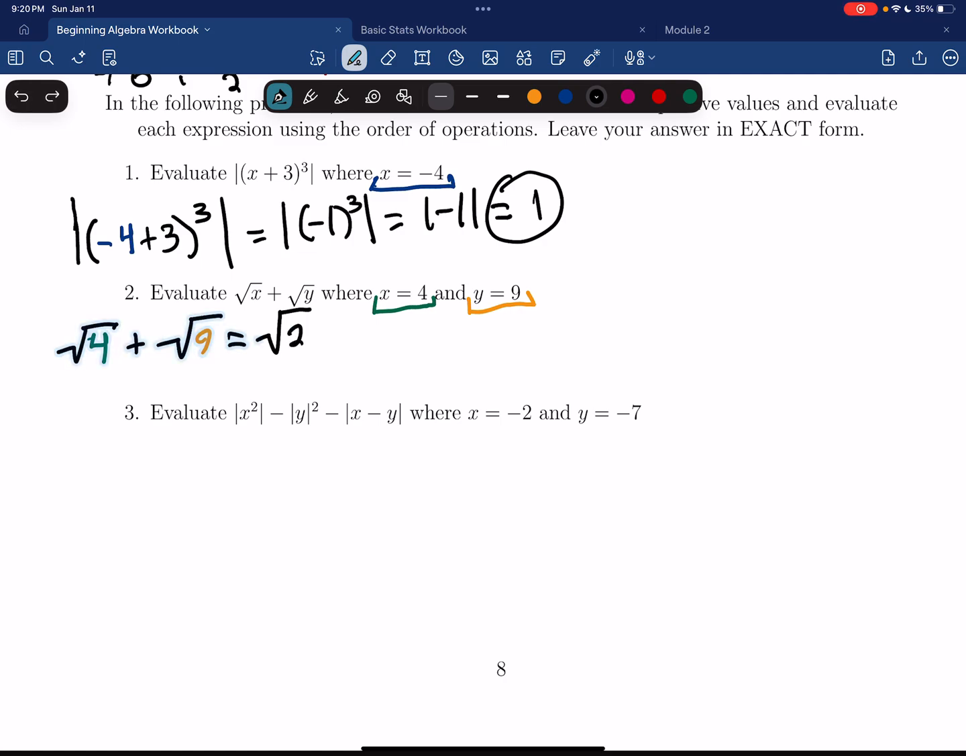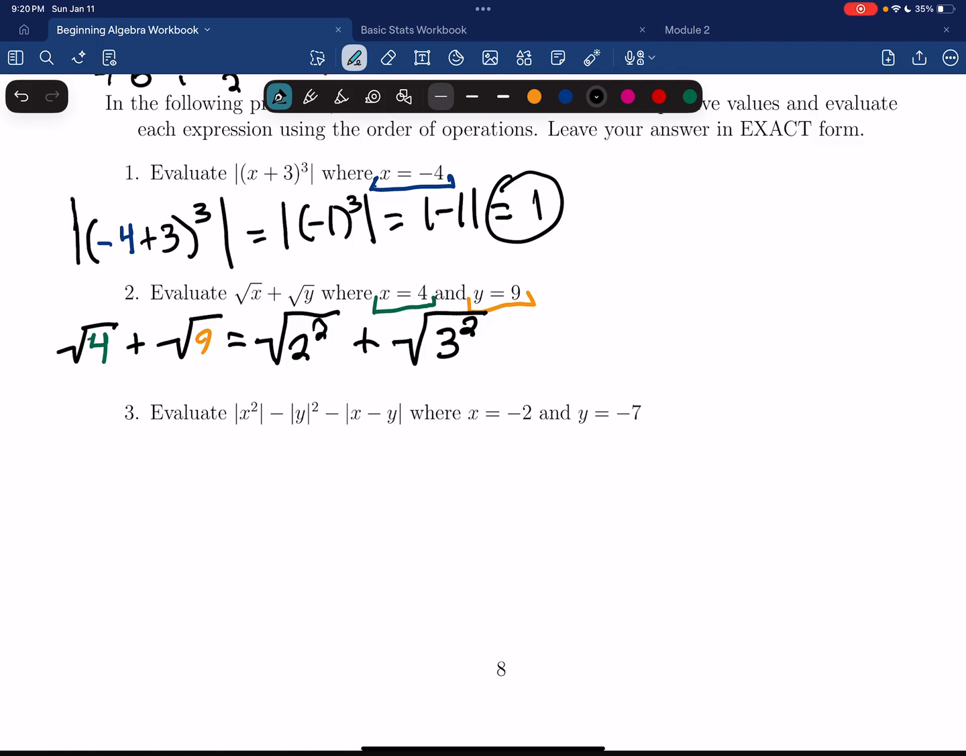Because what's 2 squared? 2 squared is 4. So if we write 2 squared underneath the square root, this is still a correct way to write this, because 2 squared is the same value as 4. Then we're going to add the square root of 9. But what can we square to get to 9? Well, we can square 3. 3 squared.